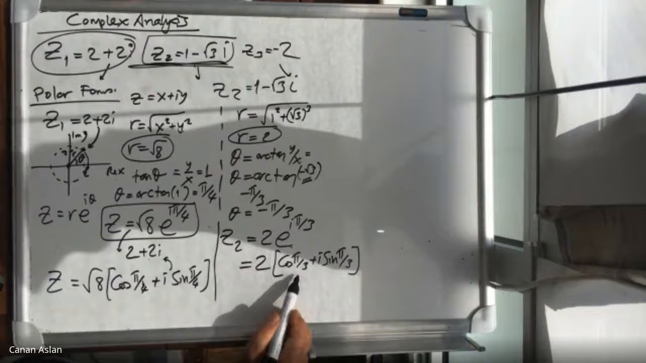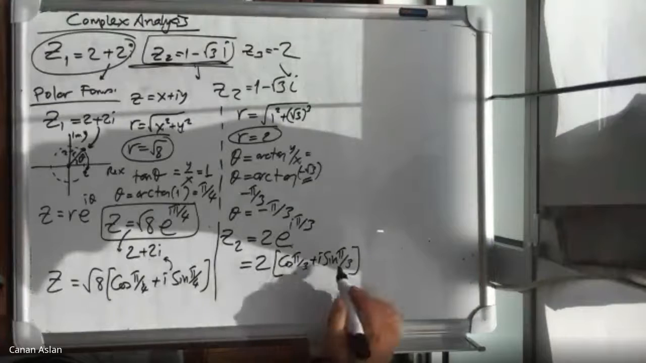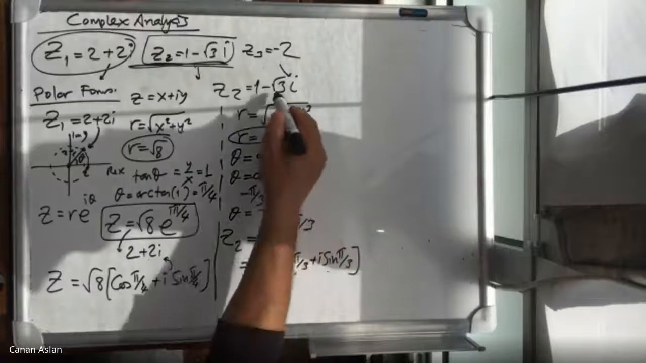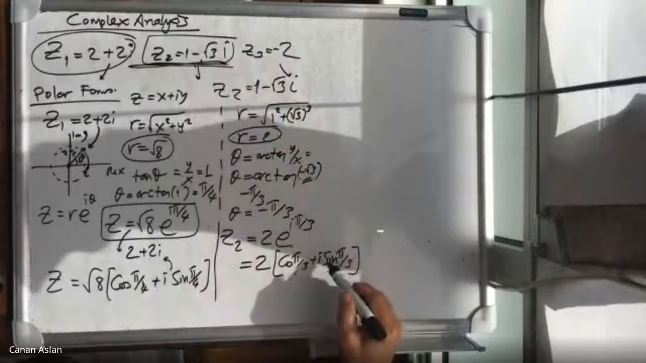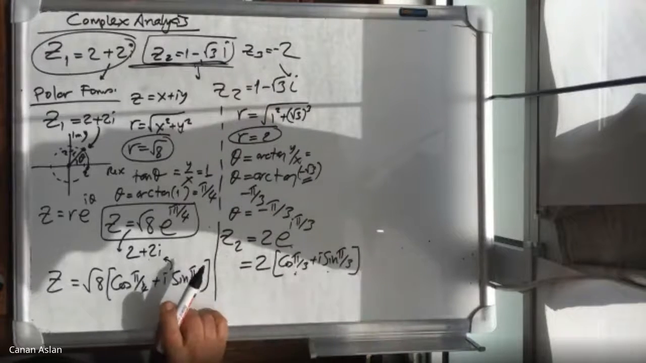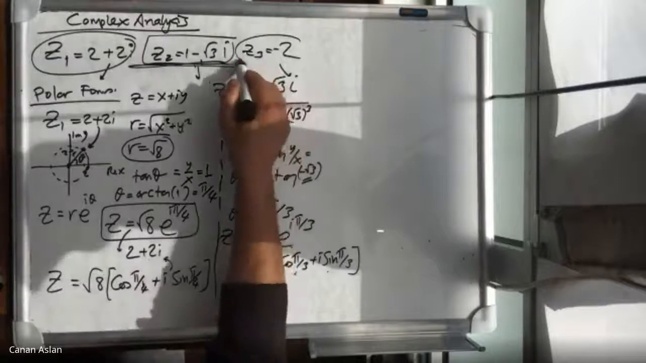Basically, if you get sine and cosine of pi over 3, you get 1 over 2 and square root of 3 over 2. The 2s cancel, and you get exactly this one, 1 minus square root of 3 i. Of course, this will be minus, because the sine of minus pi over 3 is negative. Good, so we solved this one, and let's look at Z3.